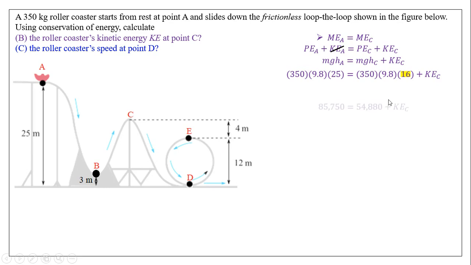So therefore, other than that, calculate the work time. Left side stays the same as the previous part, 85,750, because that's the mechanical energy at point A. And here we have 350 times 9.8 times 16. It will give you about 54,880.